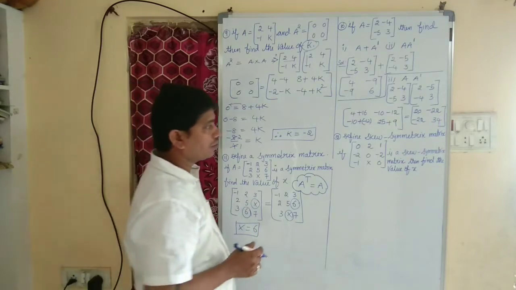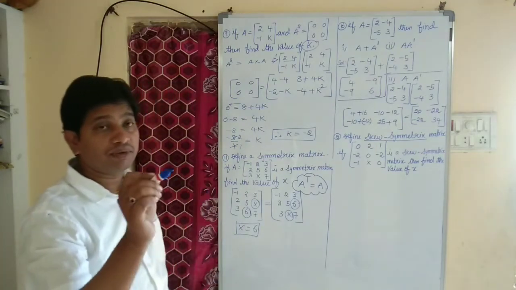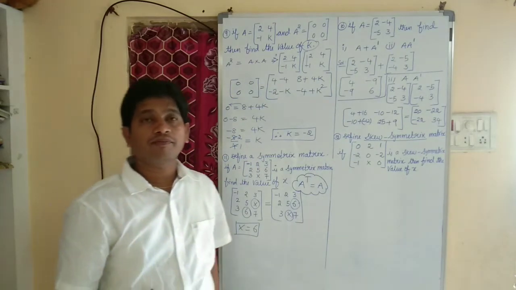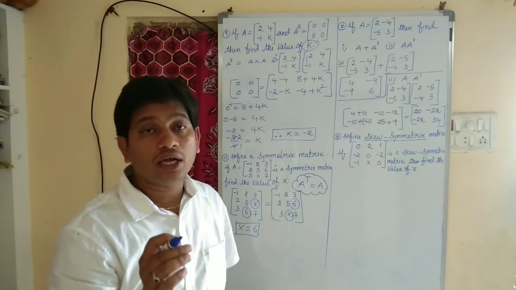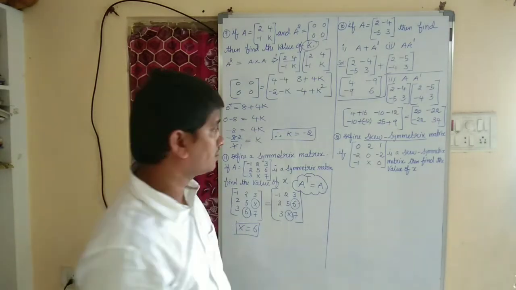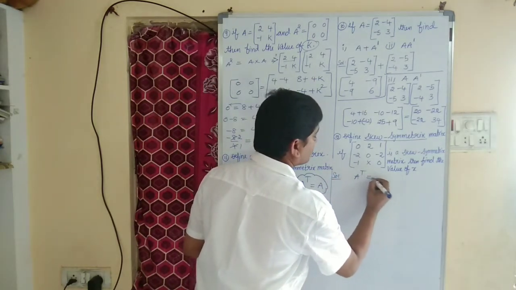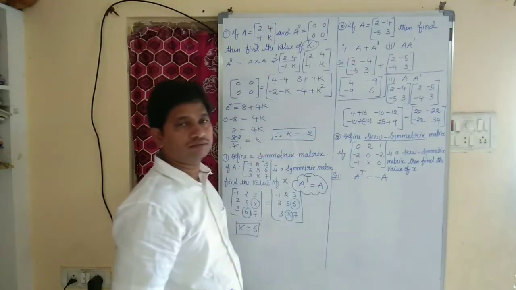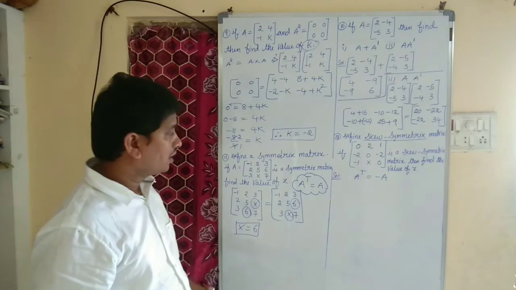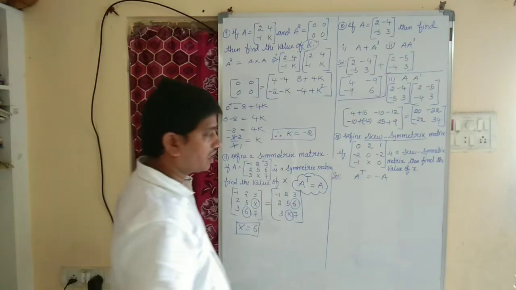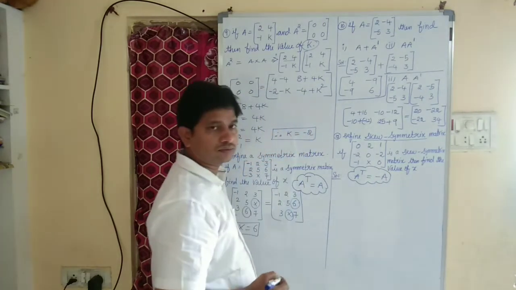Okay. Now coming to the 12th question, define a skew symmetric matrix. What is the meaning of skew symmetric matrix? A matrix is said to be skew symmetric if A transpose equal to minus A. What is that? A transpose equal to minus A. The difference between a symmetric matrix and a skew symmetric matrix: here A transpose equal to A, but whereas here A transpose equal to minus A. Right?